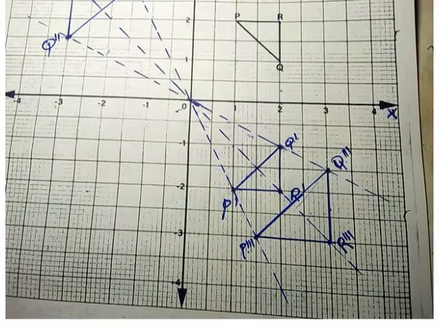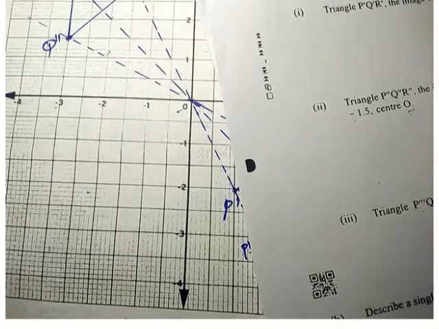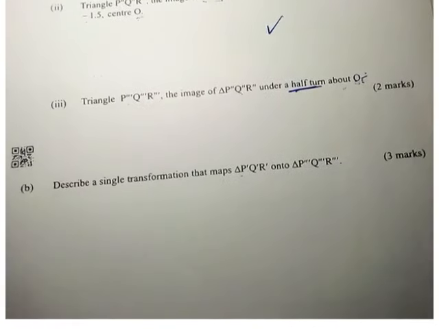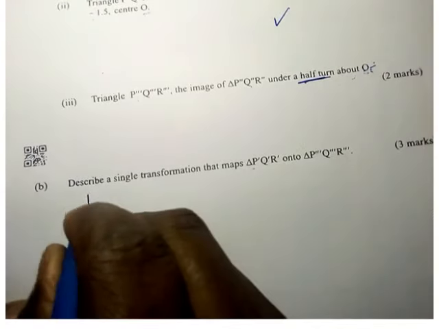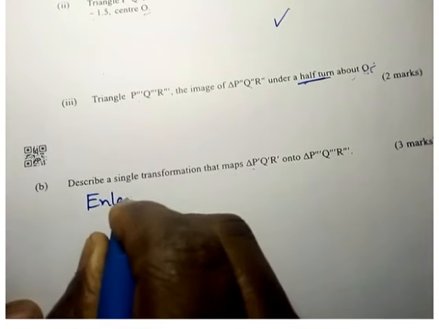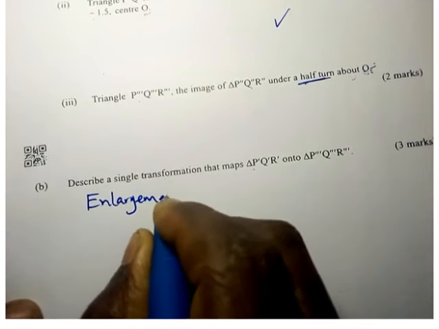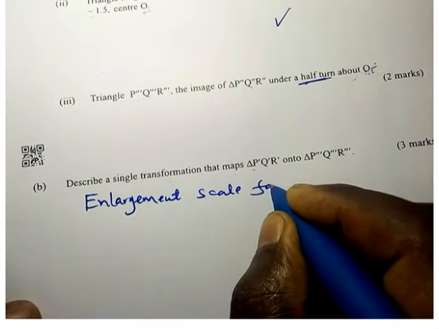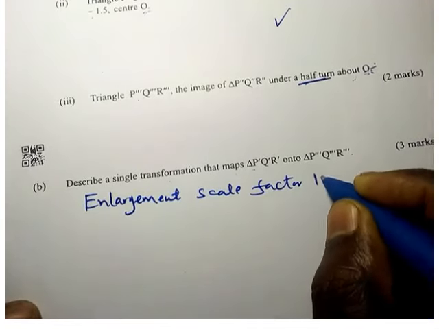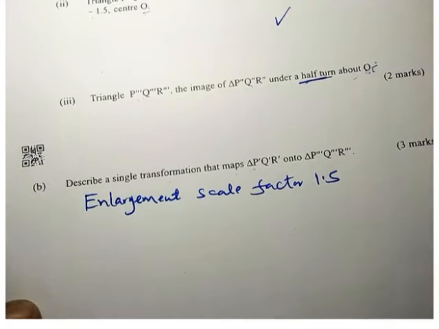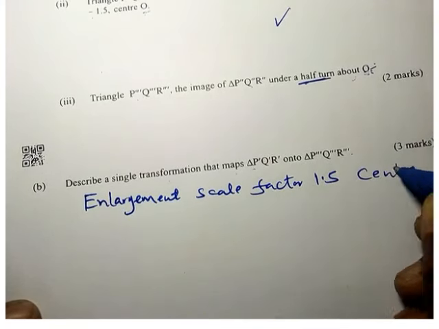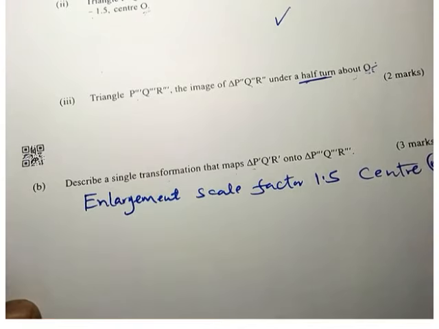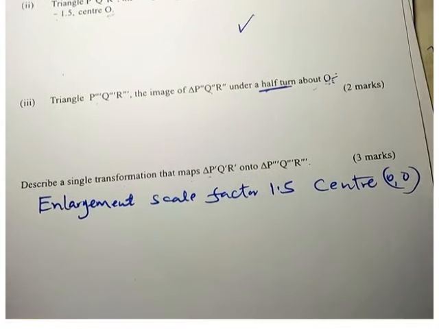So actually, the transformation is going to be an enlargement, scale factor positive 1.5, center 0, 0. Center 0, 0.